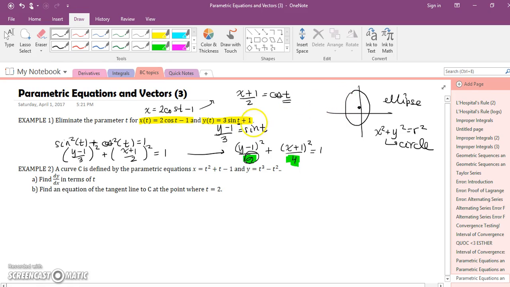But anyway, this is how you eliminate the parameter here. A little bit of a different type than the other one that you saw. So pre-calc trig identities coming to the rescue.